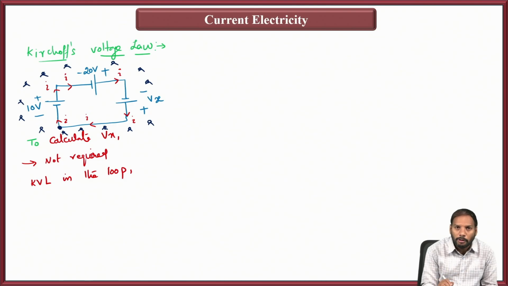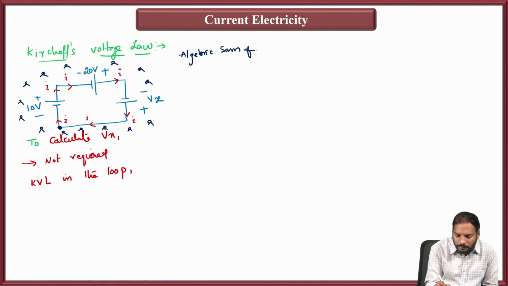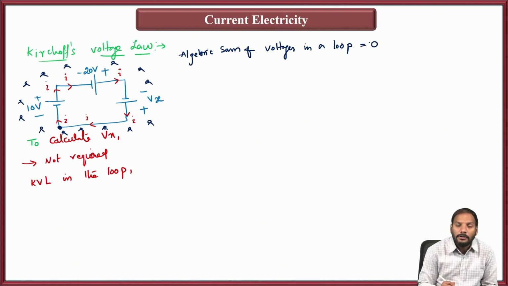It should not be an open loop when applying KVL, because KVL says the algebraic sum of voltages in a loop, and a loop is always a closed one, is exactly equal to 0. So without calculating the current I, you can directly calculate the value of Vx by walking around the loop.